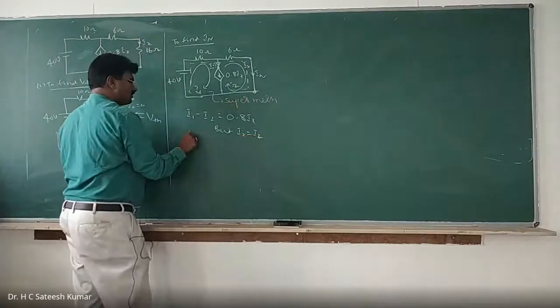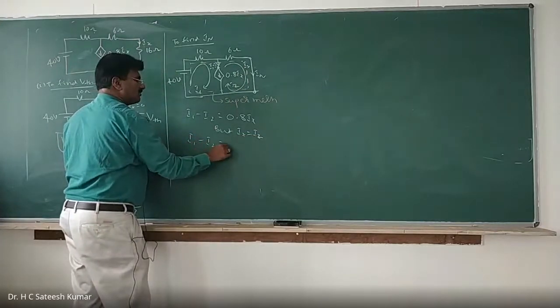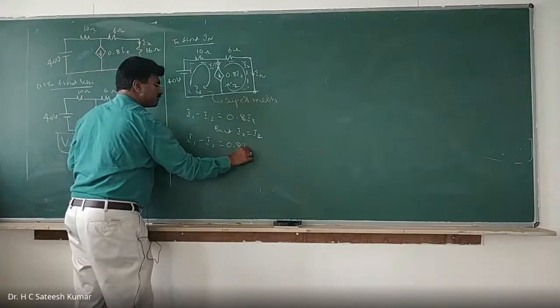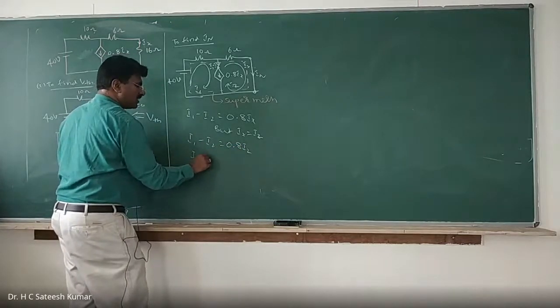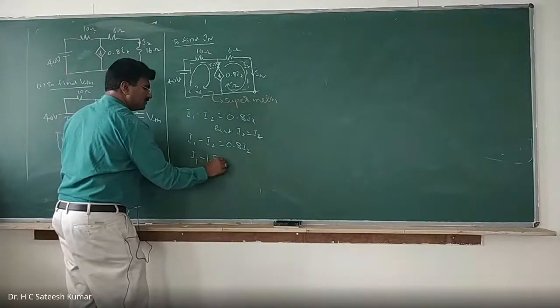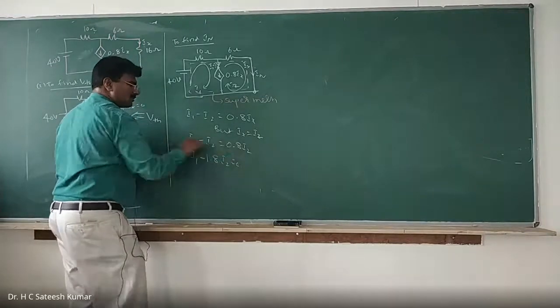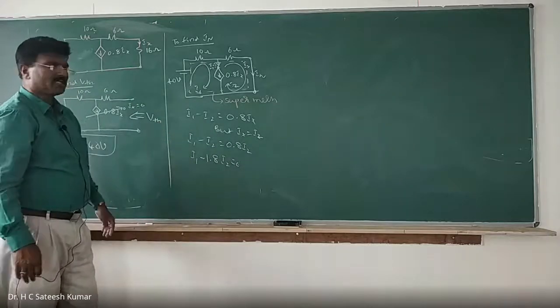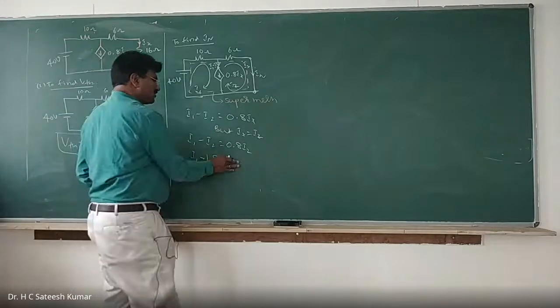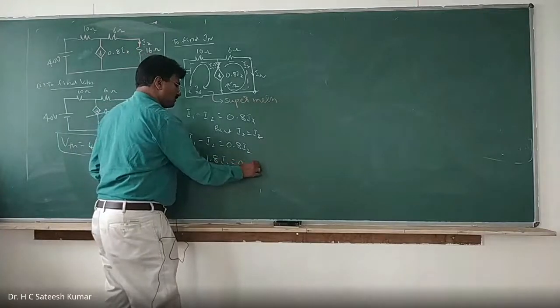Substitute in this equation: I1 minus I2 minus 0.8 I2. Okay, transfer to the left hand side. I1 minus 1.8 I2 is equal to 0. Call this equation number 1.